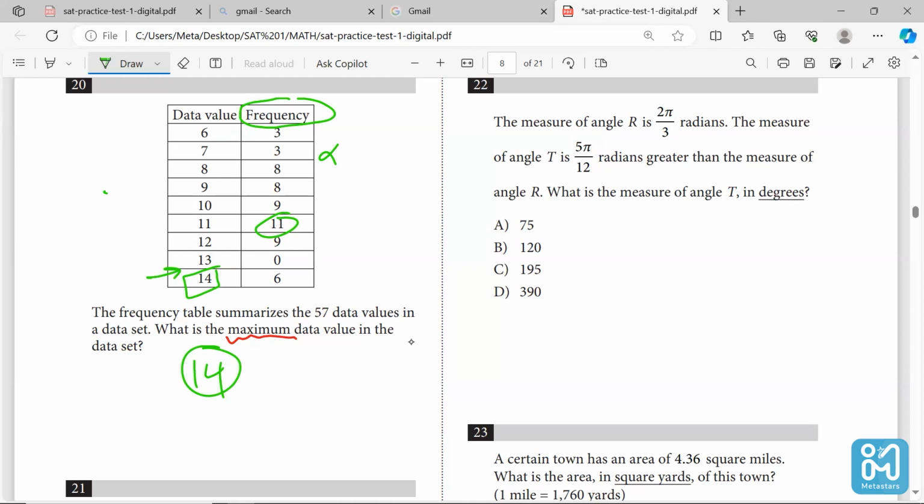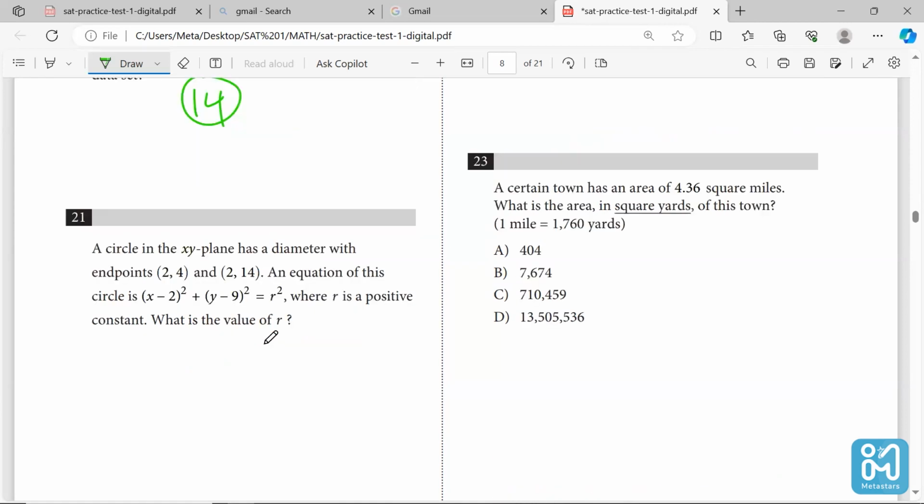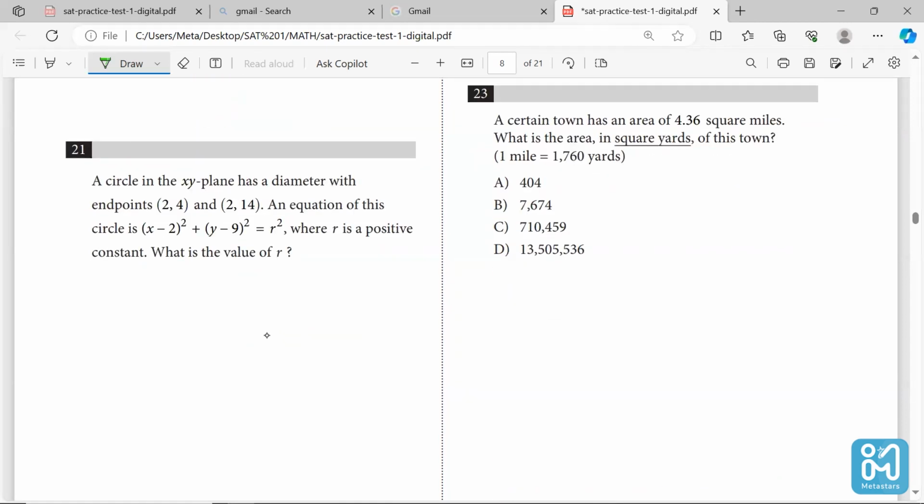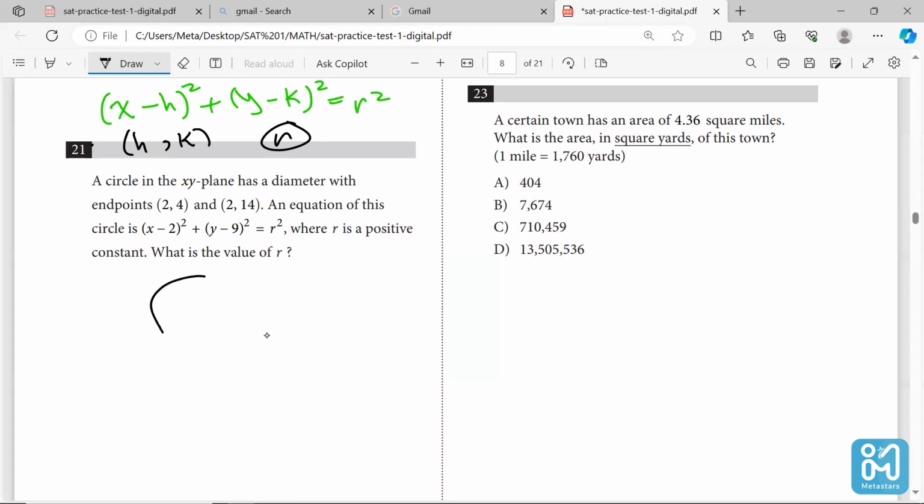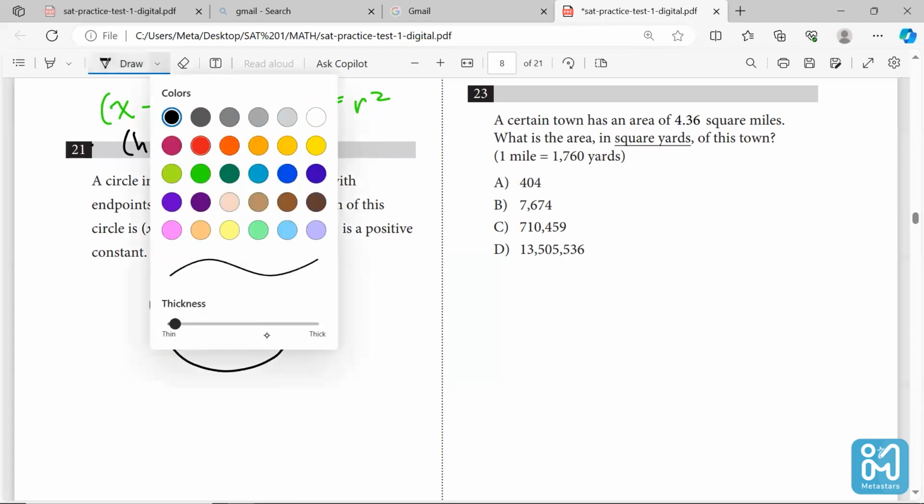Okay, let's take question 21 if there's no problem here. 21. Here, a circle diameter. Before we start talking about this one, let's take the rule: (x minus h) squared plus (y minus k) squared equals r squared, where h and k represent the center and r represents the radius. Now, a circle in the xy plane has a diameter with the endpoints 2, 4 and 2, 14, find an equation of the circle. Now, the diameter inside the circle, suppose this is the circle, okay? And let's talk about the diameter.